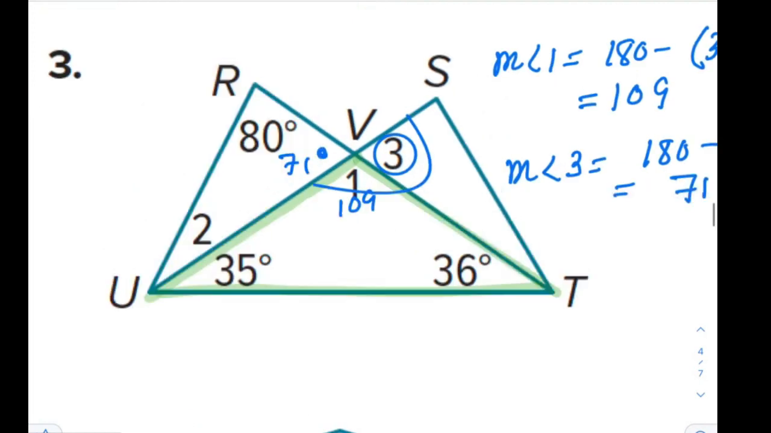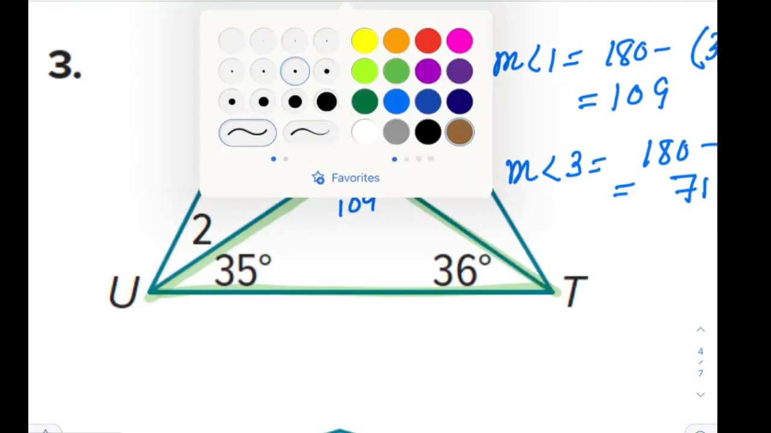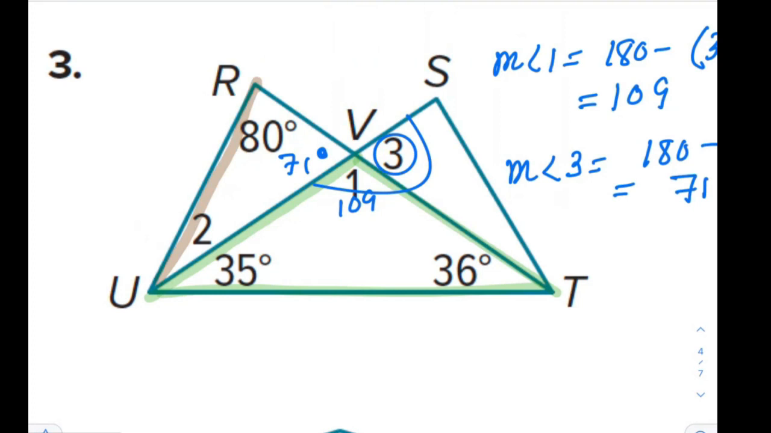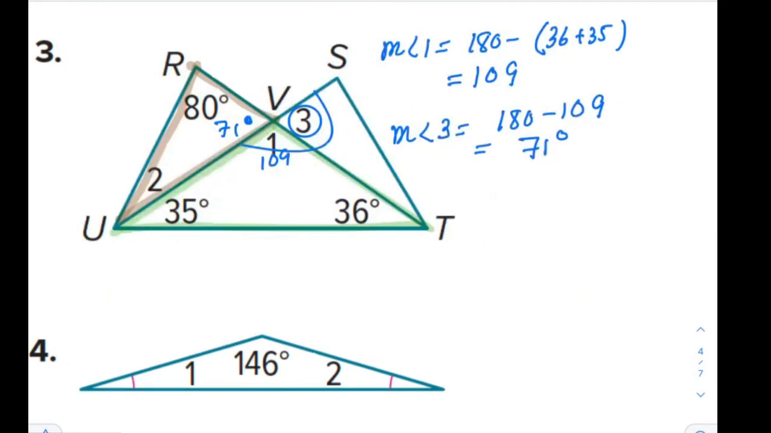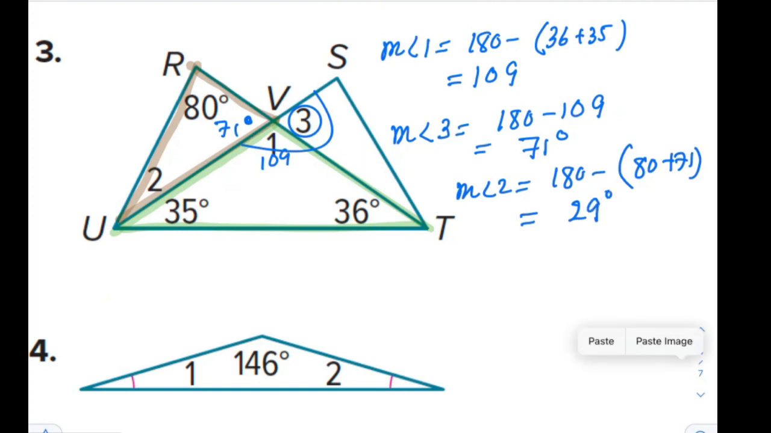Now we have another triangle. Let's make it in another color. In the brown triangle here, we have two known angles. We always need two known angles. If it is right, then it is known. The measure of angle 2 is 180 minus the sum. Same story. So it is 29 degrees.